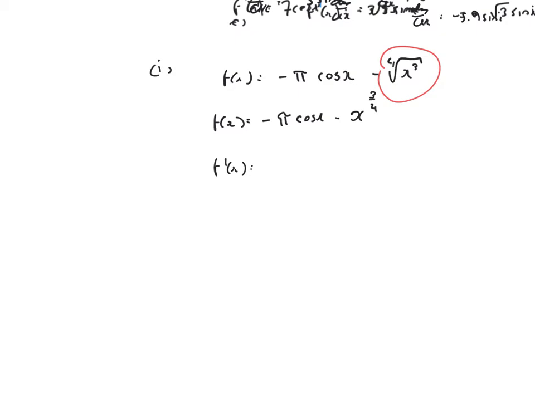Differentiate sin, you get cos. Differentiate cos, you get minus sin. Differentiate minus cos, you get plus sin. So that's pi sin x. Then bring the power down, multiply, take 1 away from the power, minus 3/4 x to the, right, so it's 3/4 take away 1, which is 3/4 take away 4/4, minus 1/4, x to the minus 1/4.